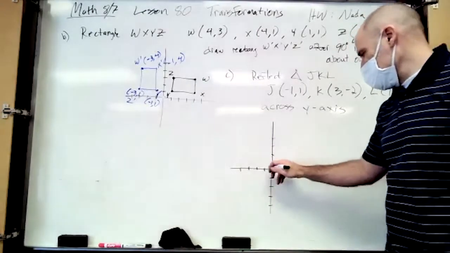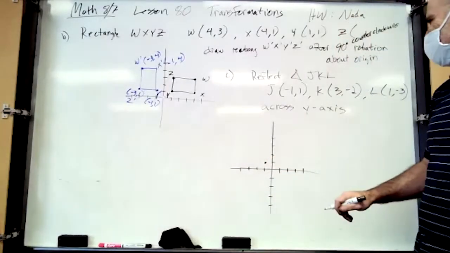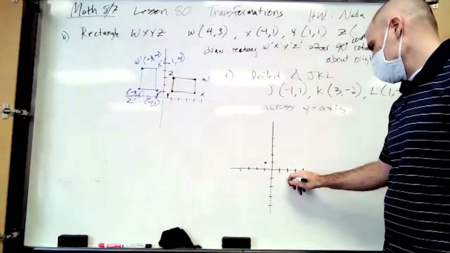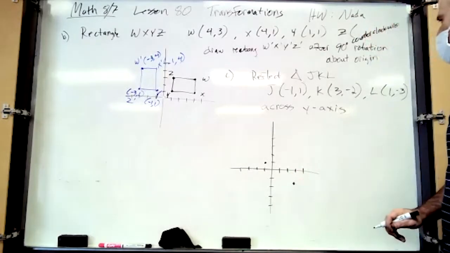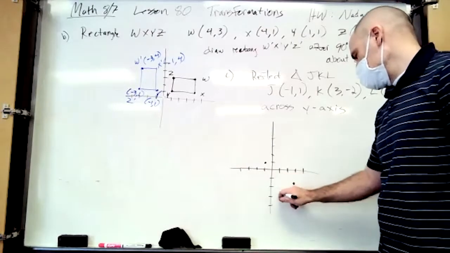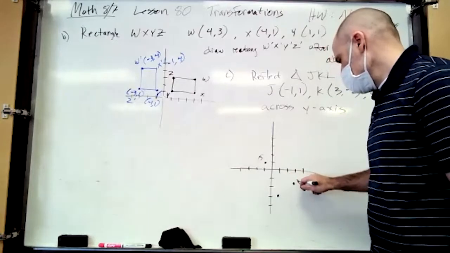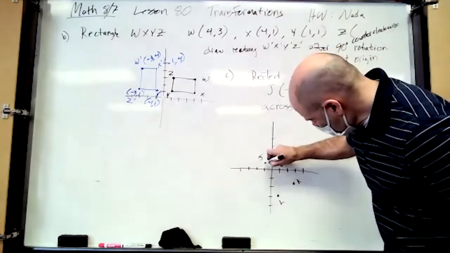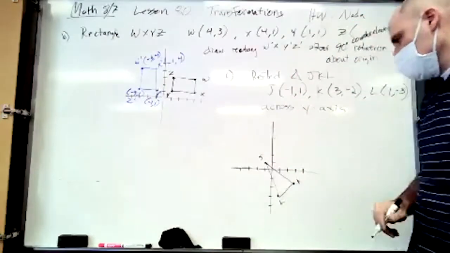So J is at -1, 1, so right there. K is at 3, -2, right there. And then L is at 1, -3. Okay, so here's J, K, L. So this is what we call a pre-image, so before we reflect it.